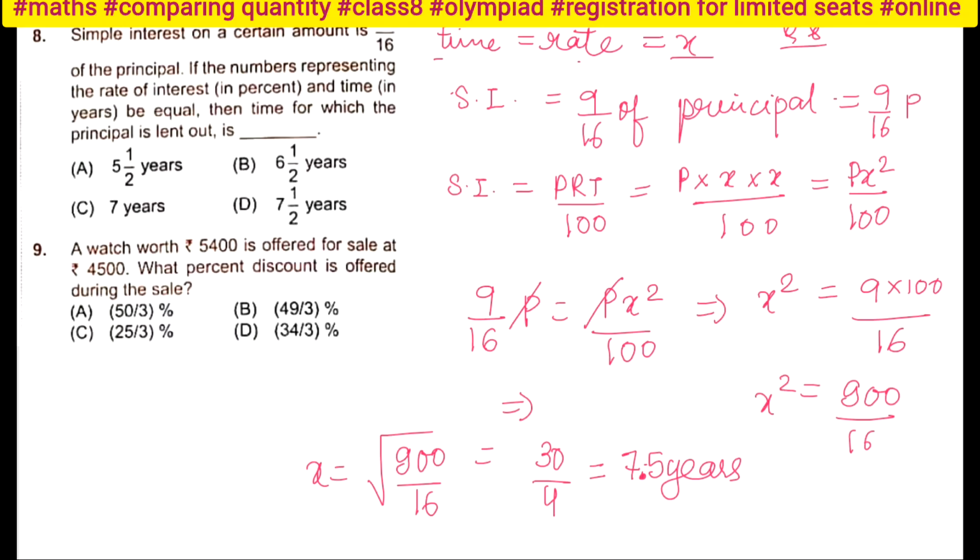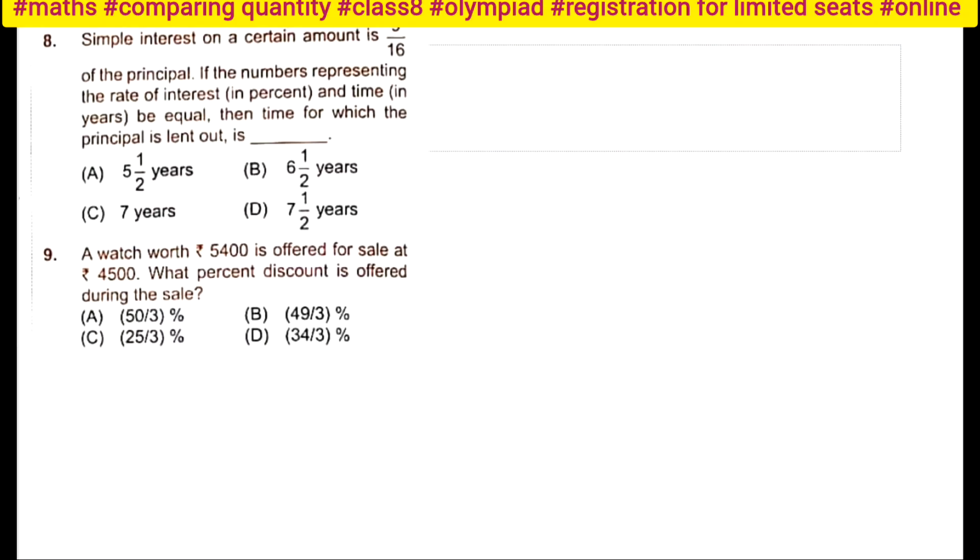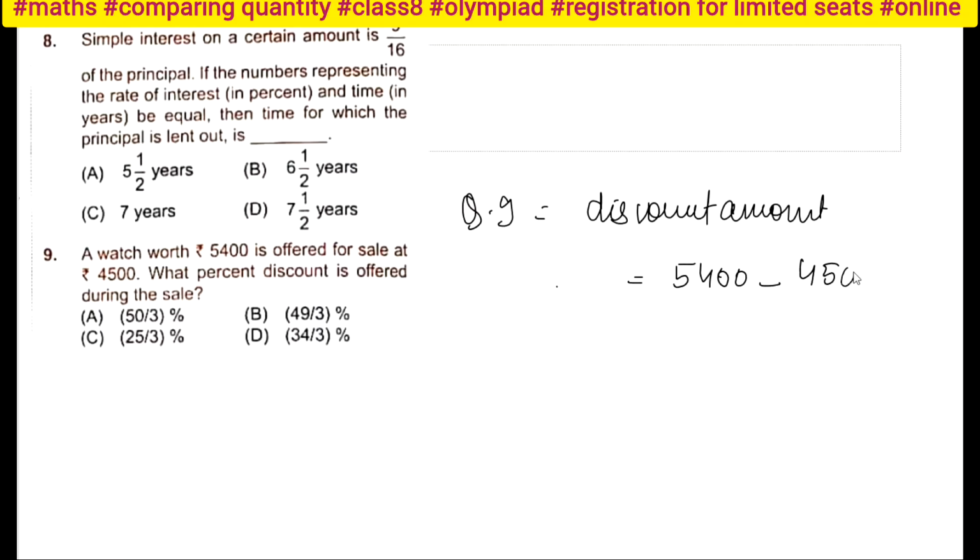Okay? So question number 9. What will my discount amount be? Discount amount will be your 5,400 minus 4,500. So you will get 900, and discount percentage will always be on MP.